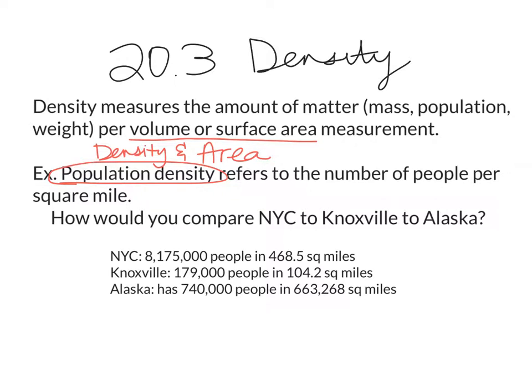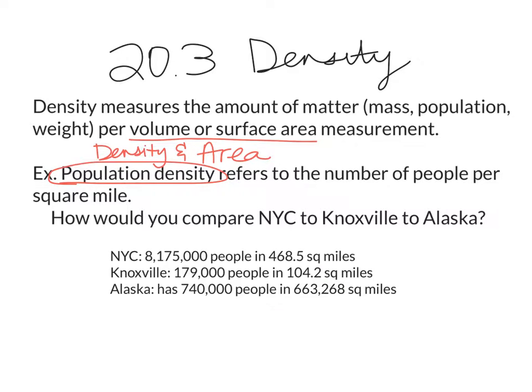Before we even talk about the numbers, hopefully you know New York City has a whole lot of people in it, and it's a pretty small place. So it's what they call very dense in terms of population. Whereas Alaska is a really massive place, but there's not a ton of people that live there, so that's much less dense as far as population.